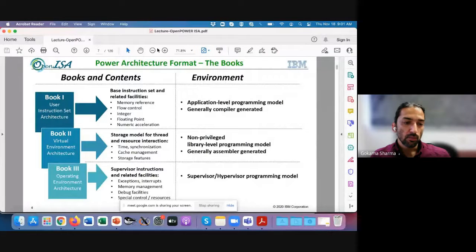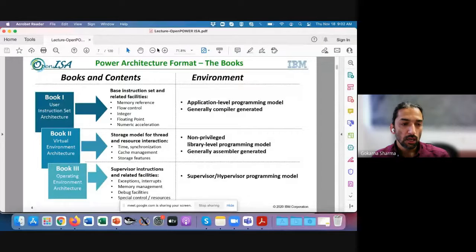And then whether you are dealing with integer data or you are dealing with floating point data. The integer data is stored in a certain way, floating point data is stored in a certain way. You have to know the convention. For example, how do you store floating point data? And then you also have numeric acceleration.